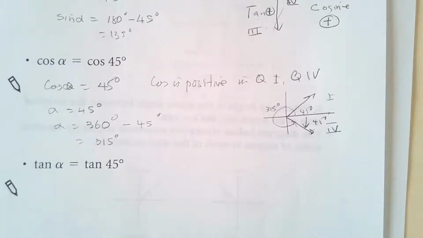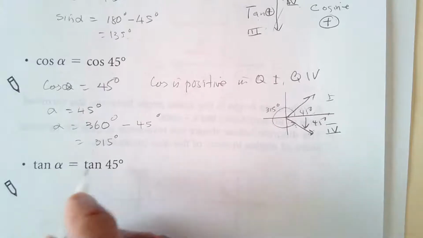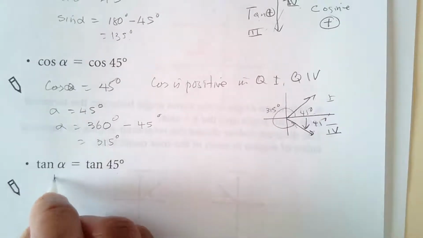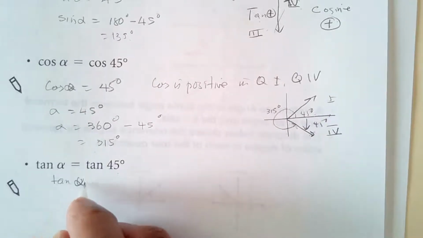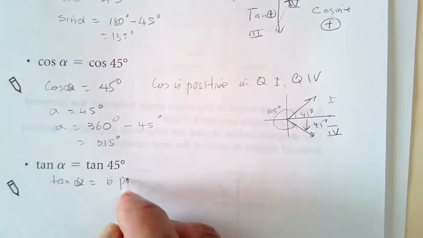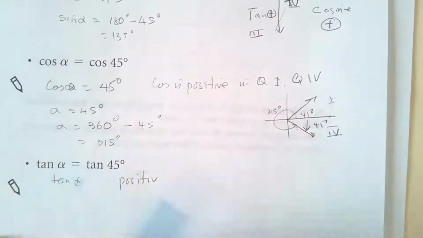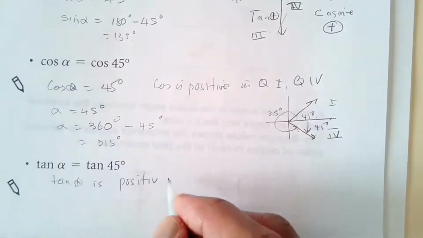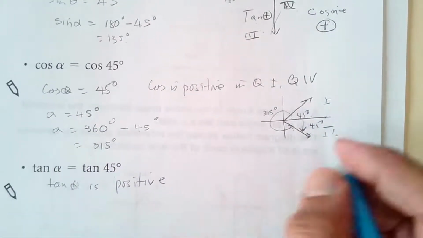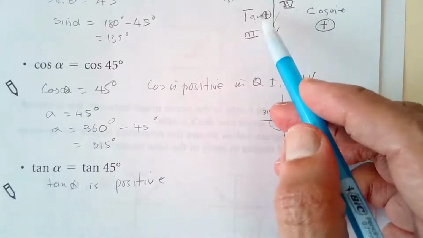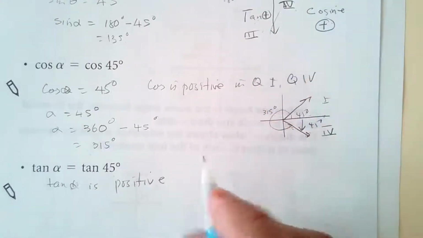The last one, looking at tangent. So tan alpha is positive. Tan would be positive in quadrant 3 and quadrant 1.